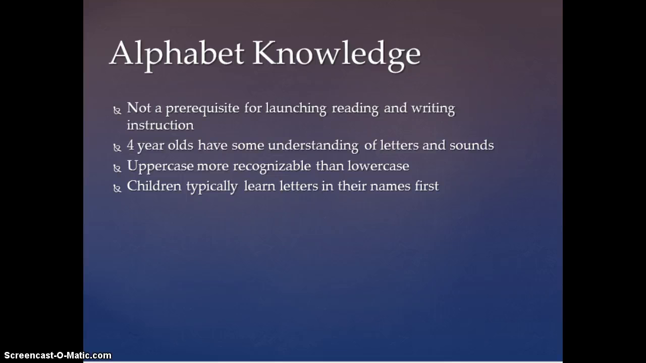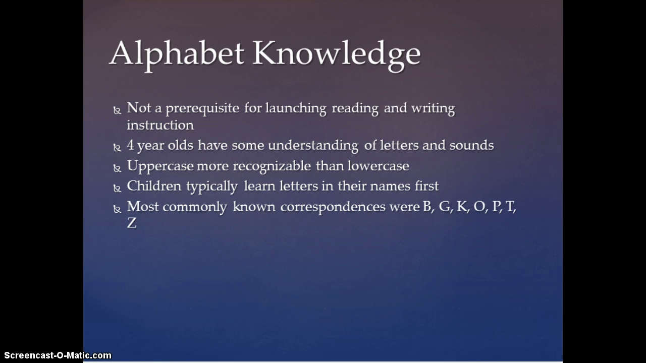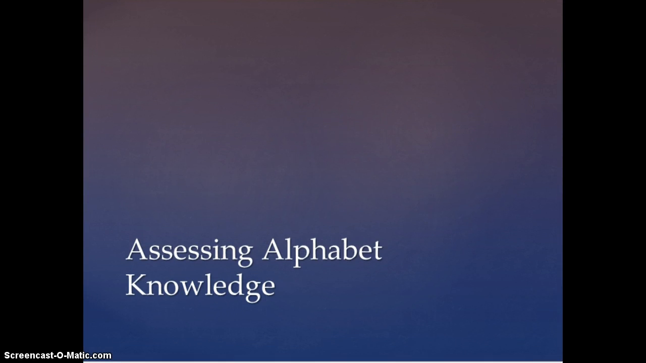And children typically learn letters in their names first, right? So they can almost always pick out that first letter of their name. And then the most common letters for kids to know first would be B, G, K, O, P, T, and Z. So they're highly recognizable to children.